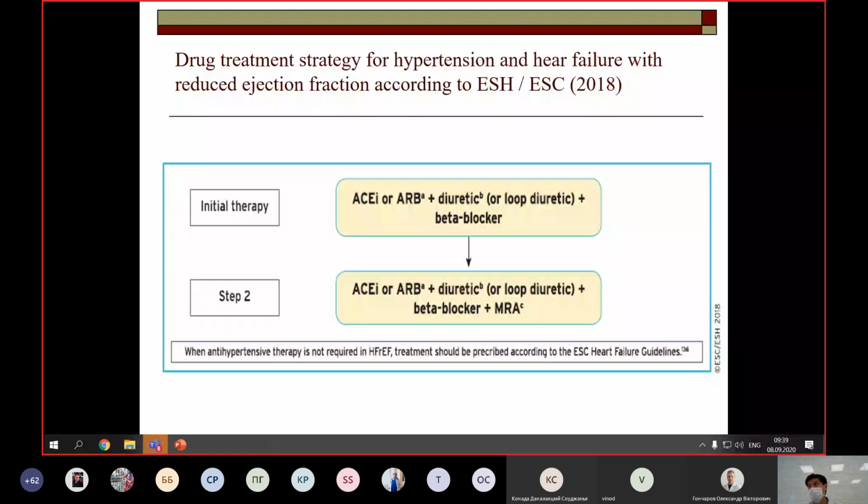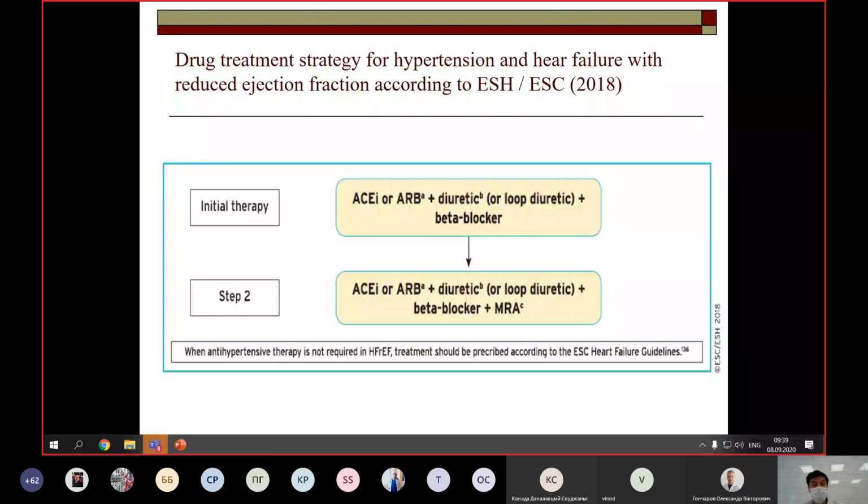Heart failure is not a simple disease; it has specific phenotypes: reduced ejection fraction, preserved ejection fraction, and often mid-range ejection fraction. Patients with hypertension frequently have heart failure with preserved ejection fraction. But there is no difference in the treatment scheme between patients with hypertension without heart failure with preserved ejection fraction and patients with hypertension having heart failure with preserved ejection fraction.